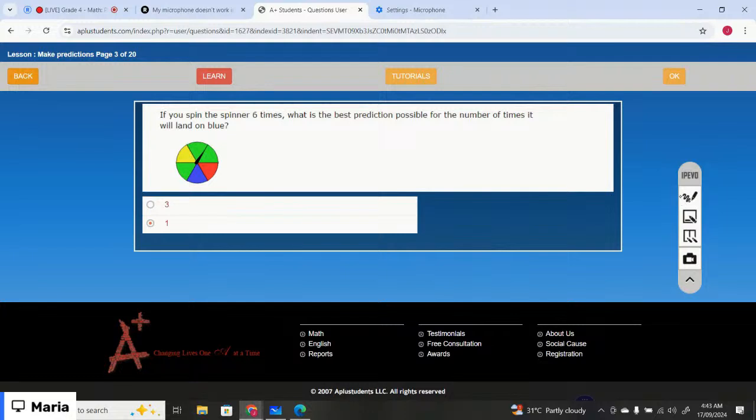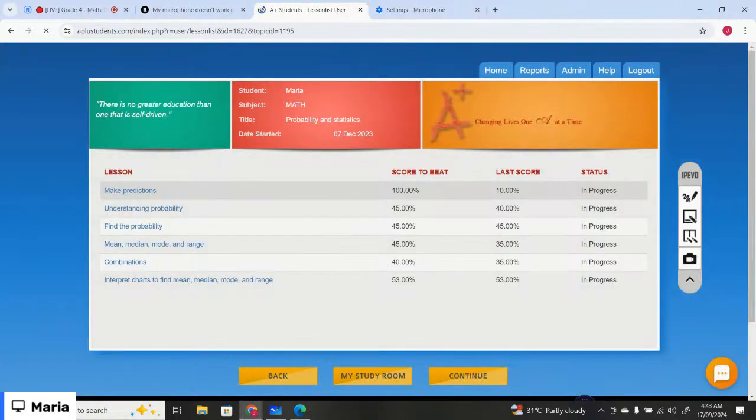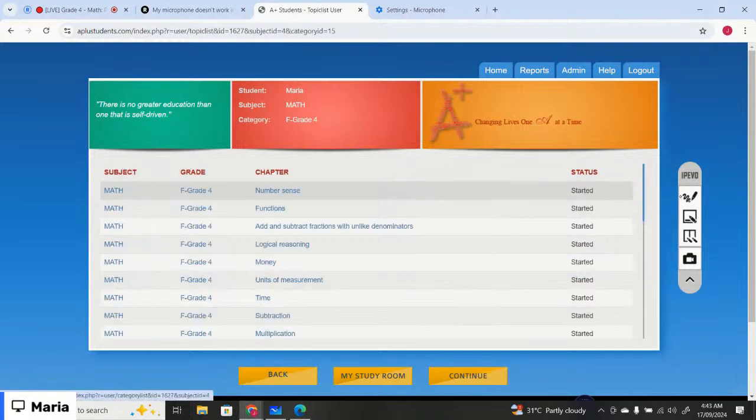Okay, so we'll cover this lesson in the next session. We'll start with the chapter probability and statistics in the next session, right? Don't worry. That's all for today. I will do this in the next session, don't worry.